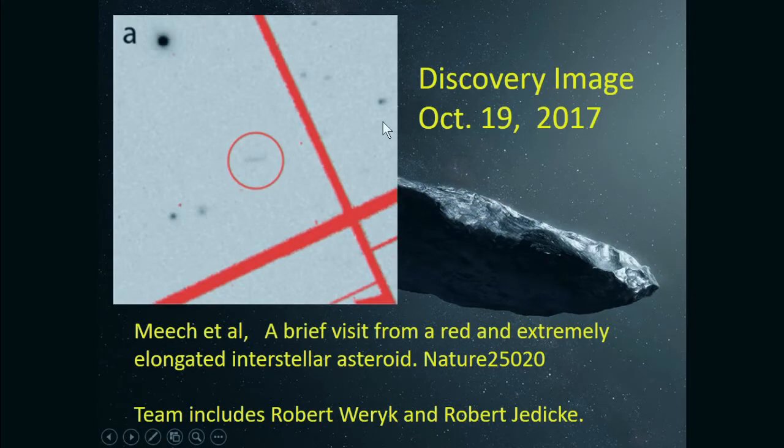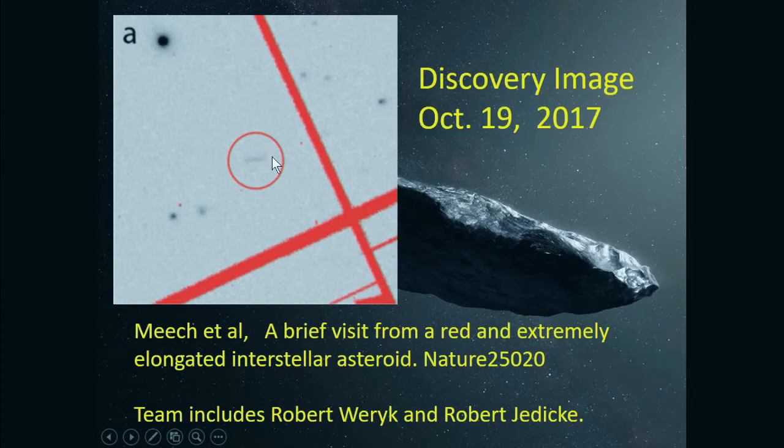Here's the discovery image. I missed Ralph's talk on vision and aging, because there must be something wrong with my eyes, because I never see red lines like this in the sky when I look through my telescope. This is the discovery image. It doesn't look like much, but it was enough. And they noticed right away that it moved really quickly, and that led to further discoveries.